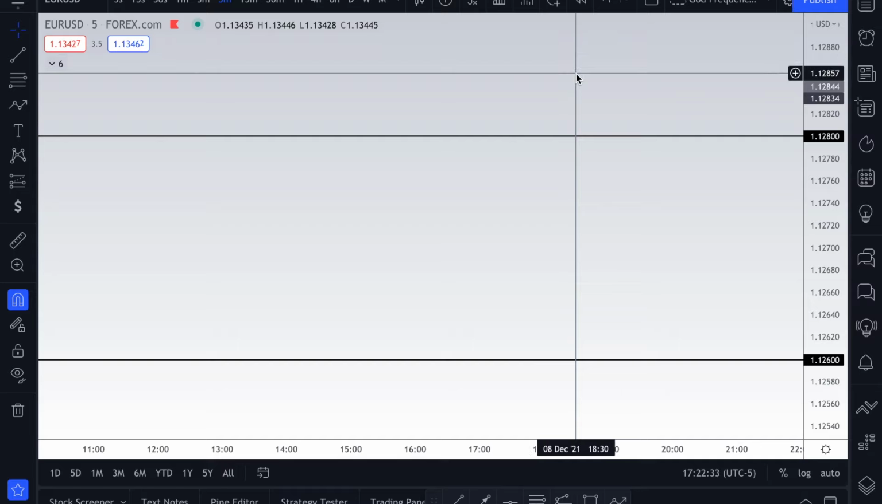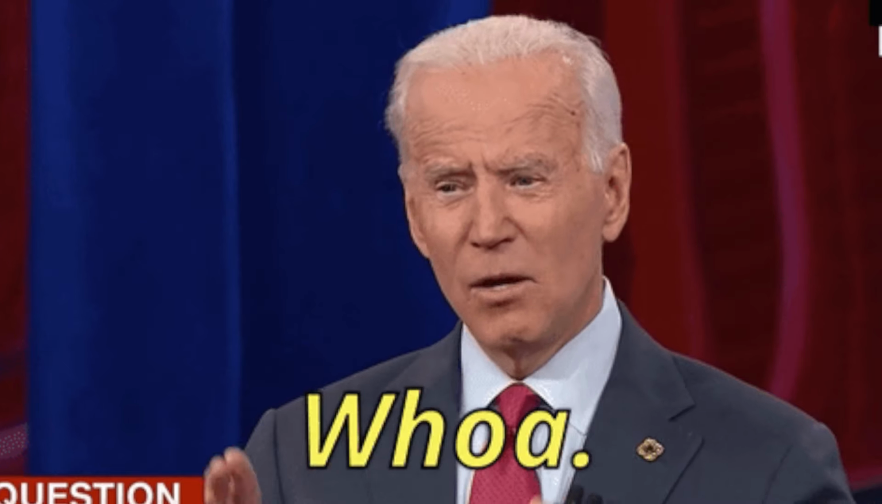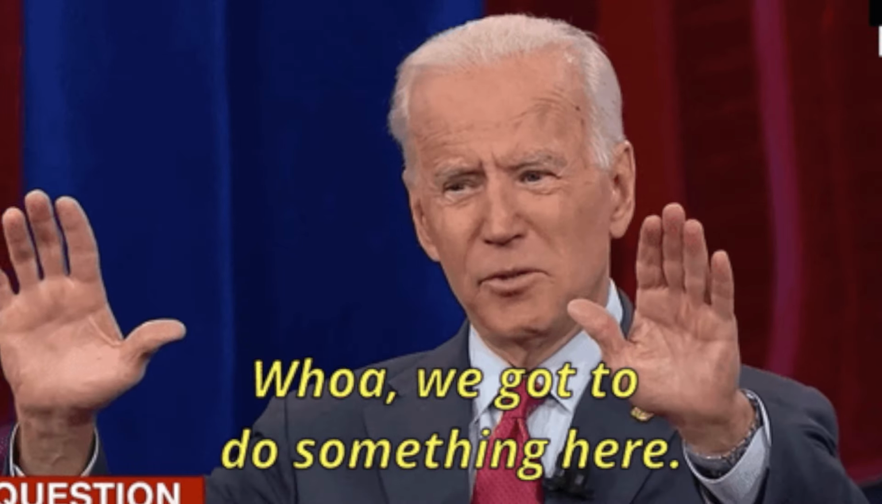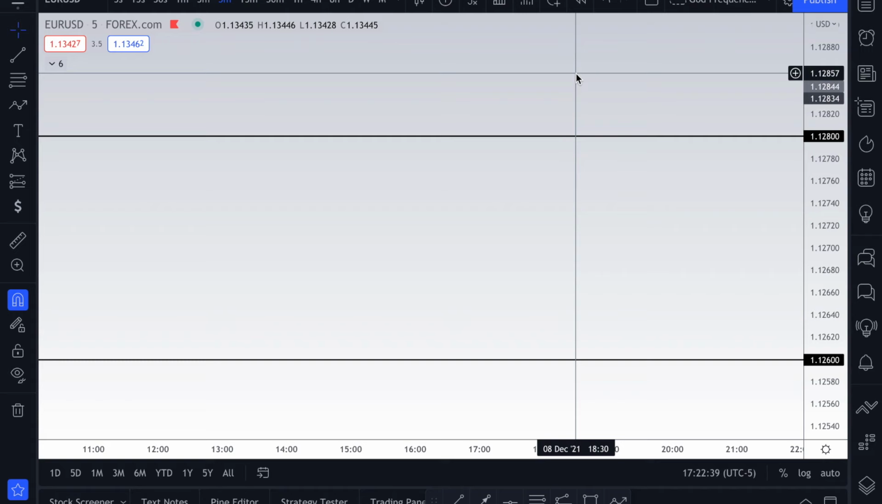Liquidity, liquidity, liquidity. That is the name of the game when it comes to Forex trading. Now, if you can understand where liquidity is in your charts, you will be 10 steps ahead of everyone else when it comes to your day trading.